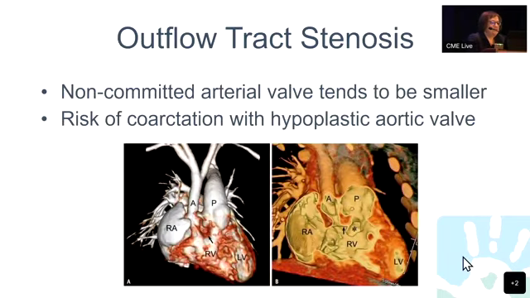So outflow tract stenosis plays a key role in the physiology of double outlet right ventricle. The artery that's not committed to the VSD tends to be the smaller one, and that's usually the rightward or anterior. So when that's the aorta, in this case of subpulmonary VSD with transposition-like physiology, there's risk of coarctation.